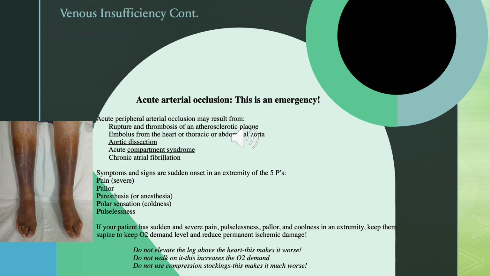What you do not need to do, first off, do not elevate the leg above the heart. It will make it worse, right? This is a venous insufficiency issue. If you push the blood away from the heart or towards the heart, you're pushing it away from the leg. That is the worst thing you can do. Don't do that. Don't walk on it, because what it's going to do is increase the oxygen demand for that foot. And when you increase the oxygen demand and there is no oxygen down there, then you are going to cause more problems.